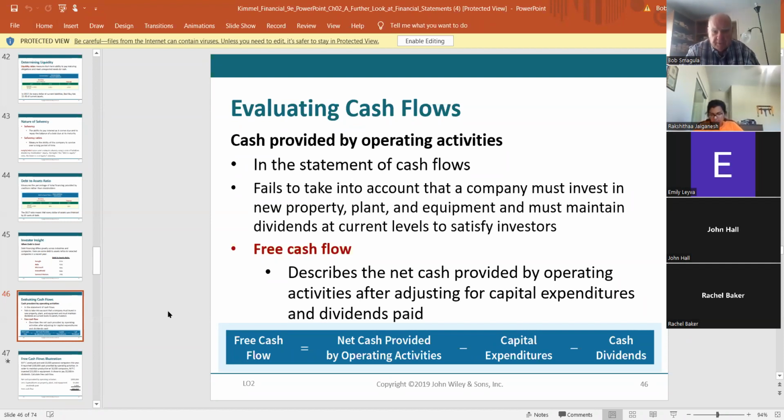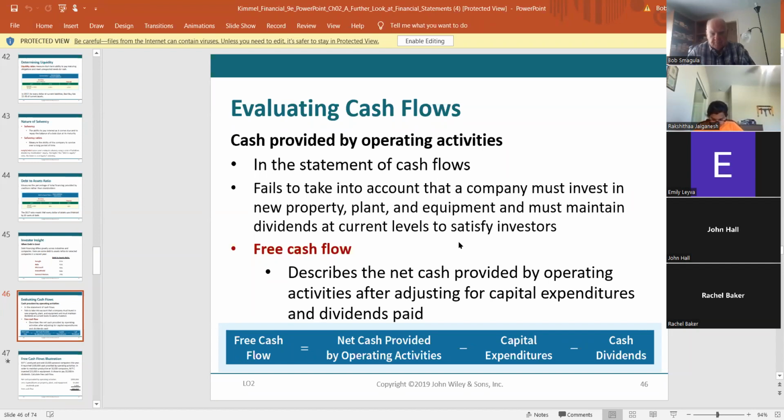Cash provided by operating activities fails to take into account that a company must invest in new property, plant, and equipment and must maintain dividends at current levels. So what they're saying there is that you have other cash flows besides operating. So we're going to talk about what's called free cash flows.